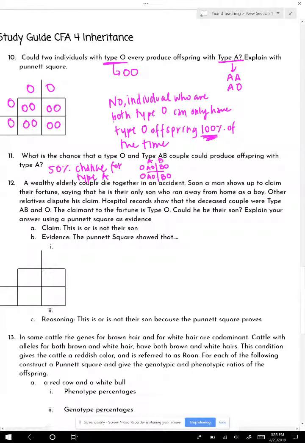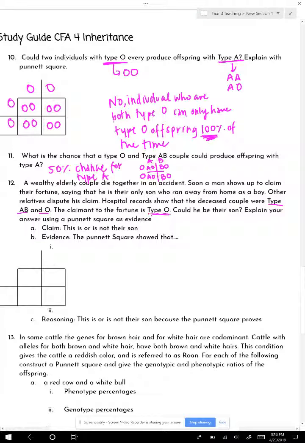So next one, right? So we are going to be looking at this. It says a wealthy elderly couple died together in an accident. Soon a man shows up to claim their fortune, saying that he is their only son who ran away from home as a boy. Other relatives dispute his claim. Hospital records show that the deceased couple were type AB and O. Their claimant to their fortune is type O. Could he be their son? Explain your answer using the Punnett square as evidence, right?